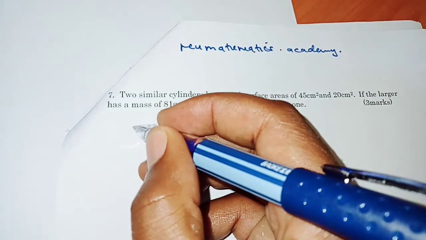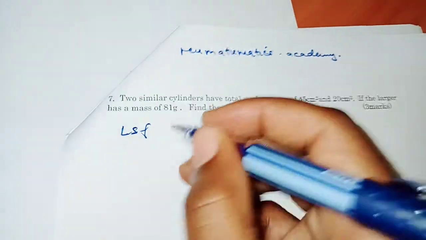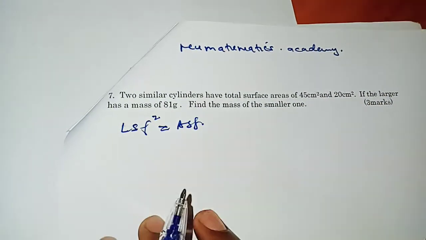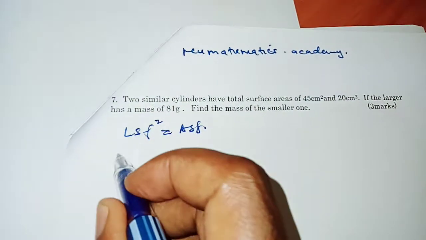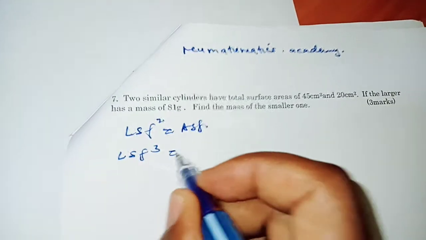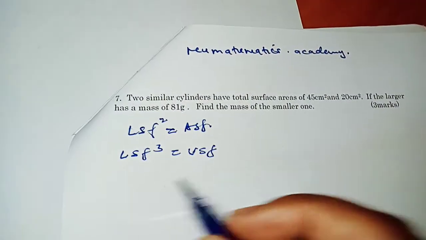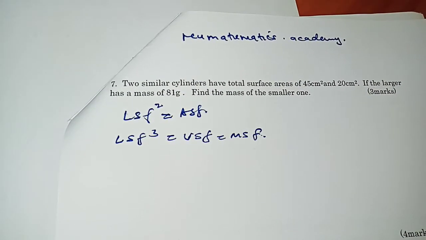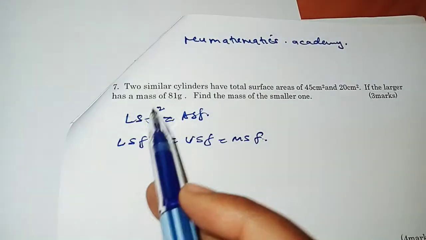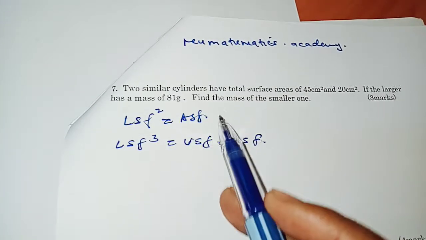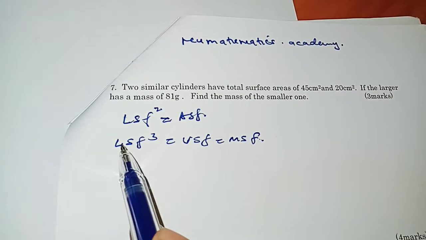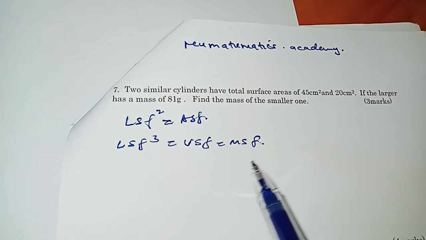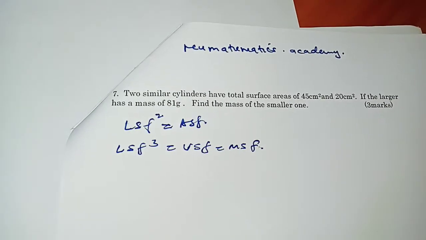We have linear scale factor squared is equal to area scale factor. That's very clear. And the linear scale factor cubed is equal to volume scale factor, which can also be equal to mass scale factor. Just to put it clear like that, so that you can see that when you have linear scale factor squared, you get area scale factor. When you have linear scale factor cubed, you get volume scale factor, which can also be the ratio of the masses of two similar objects. Right?